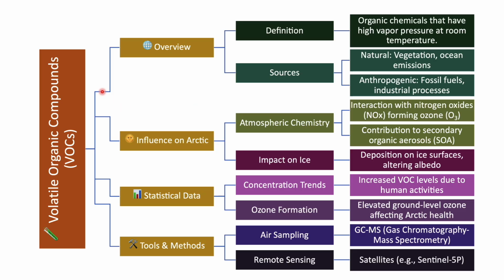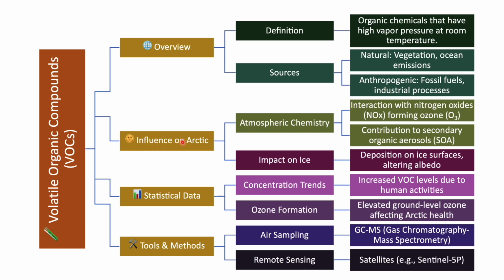There is also another important class of compounds called volatile organic carbons. So we will be just briefly looking at what they are. These organic chemicals that have higher vapor pressure at room temperature are called volatile organic carbons. The main sources in the Arctic are basically vegetation and ocean emissions. Of course, we also have fossil fuels and industrial processes which release volatile organic carbons.